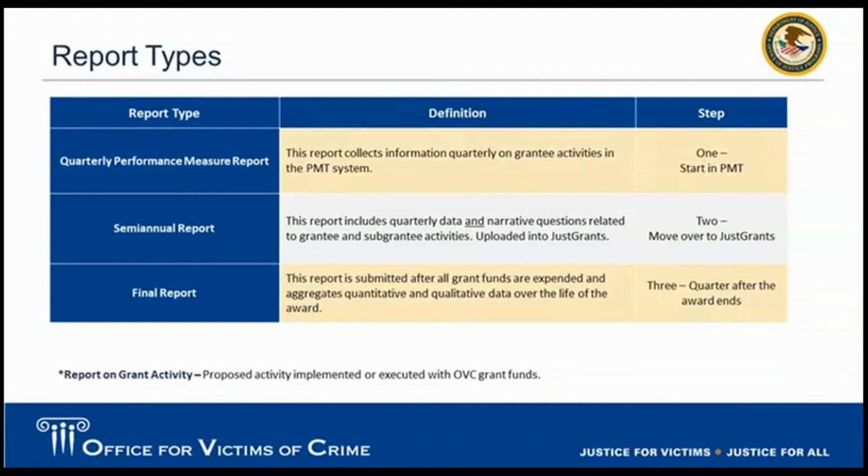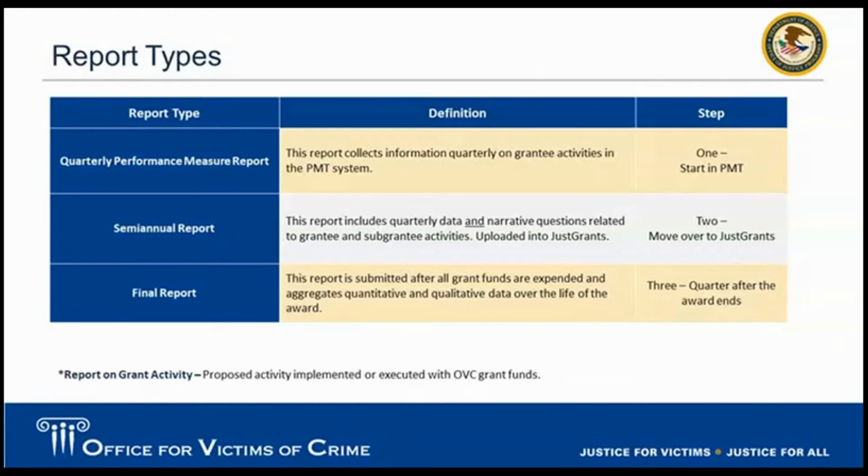So we have report types. We have 3 different reports, as you see here. We have the quarterly performance measure report. That is a report where you will collect information on a quarterly basis and around grant activity and enter it into the PMT system.